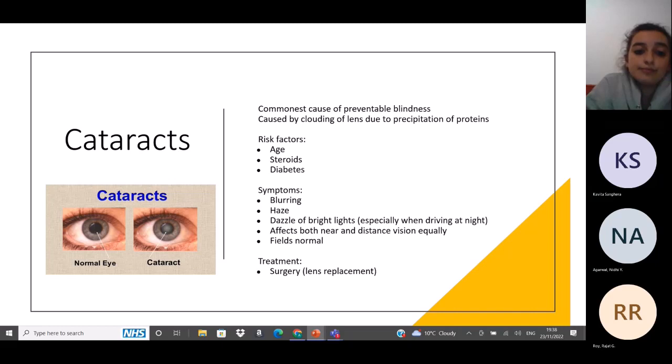I'm sure probably people have seen cataracts before, but this is just an image of what they look like. And once you know what they look like, you'll see how common they are, because if you go onto any geriatric ward, most of them will have cataracts. It's really common.